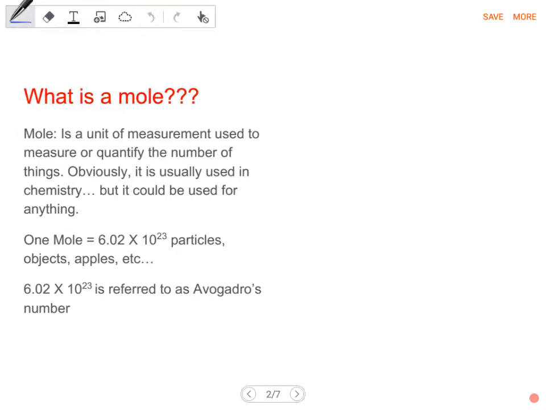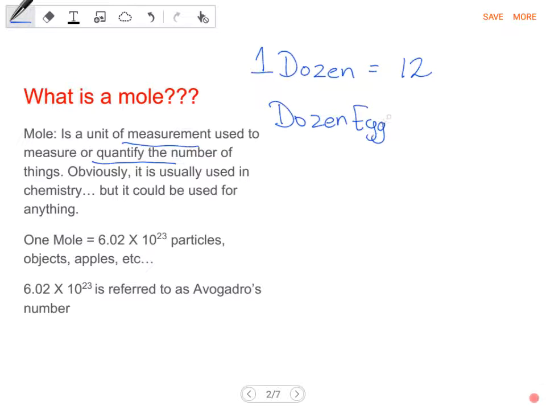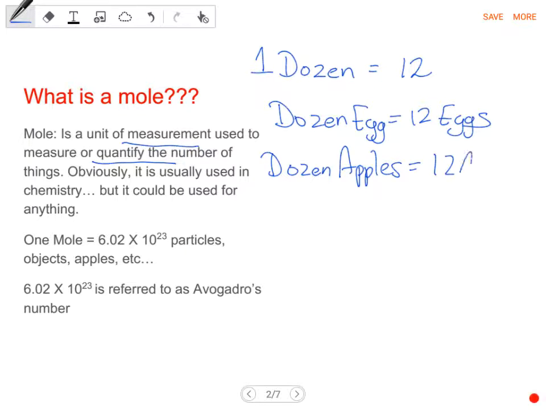Now, what is a mole? A mole is a unit of measurement used to quantify the number of things. Here's how I think of it. We all know that if I say you have 1 dozen, that equals 12. A dozen doesn't always mean eggs, but if I said you have a dozen eggs, you know you have 12 eggs. But I could say you have a dozen apples, well, then that means you have 12 apples. So the word dozen simply means 12 of something.